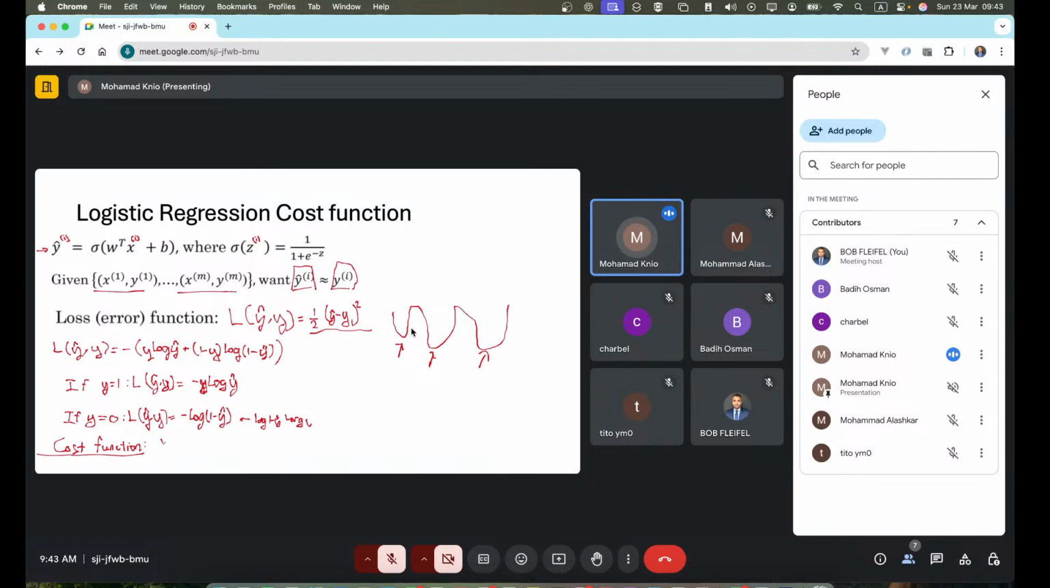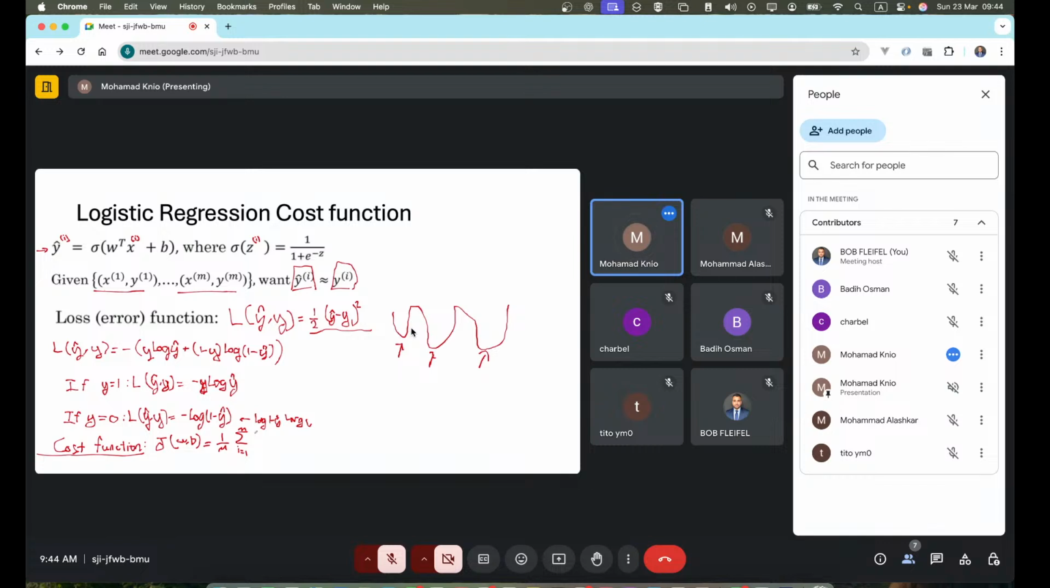It would be called J(W, B). Basically, this would output 1 over M, where M is the training size, how big our training set is. And I would take a summation over M, since it's getting all of those loss functions together.